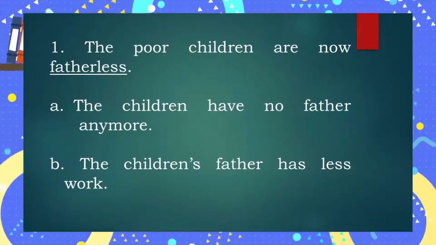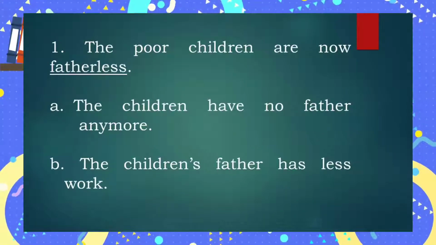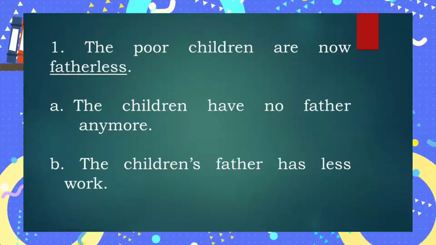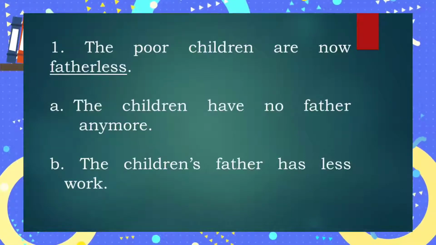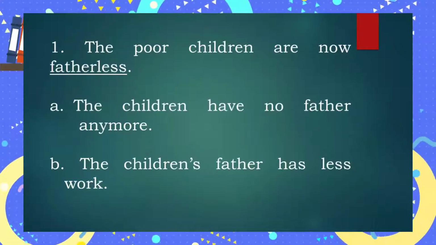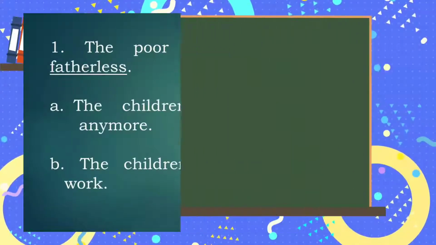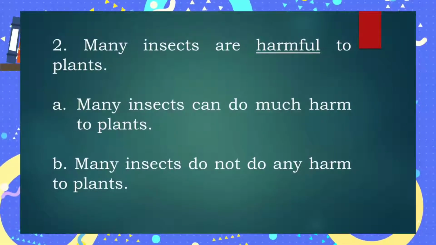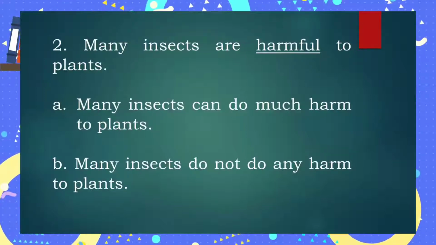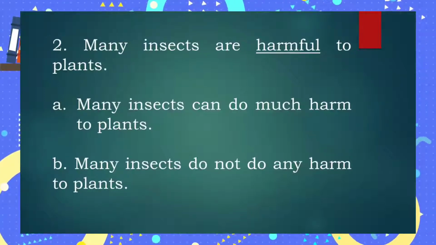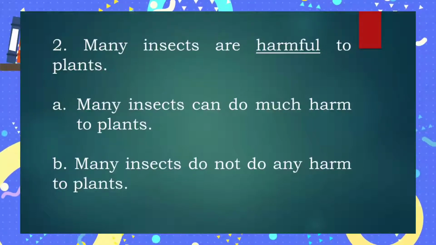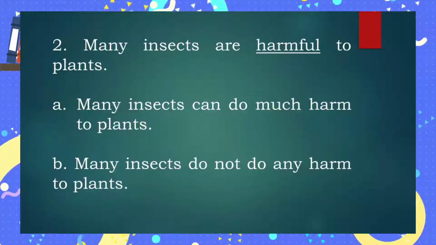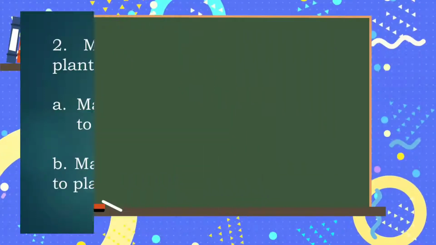Now, it's your turn to answer. Number 1. The poor children are now fatherless. The underlined word fatherless means letter A, the children have no father anymore. Letter B, the children's father has less work. Number 2. Many insects are harmful to plants. Harmful means, letter A, many insects can do much harm to plants. Letter B, many insects do not do any harm to plants.